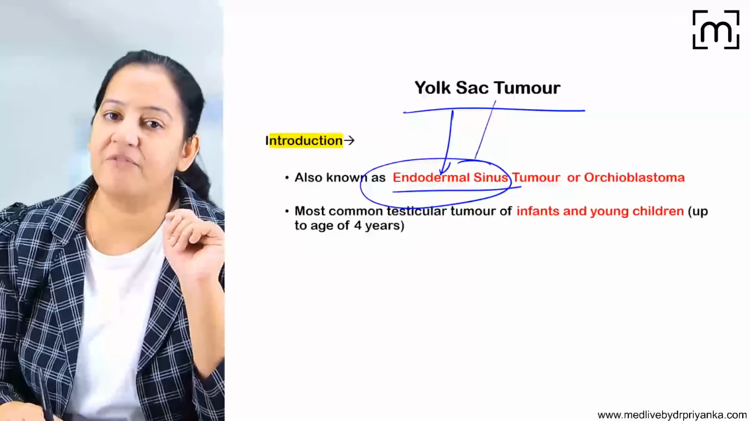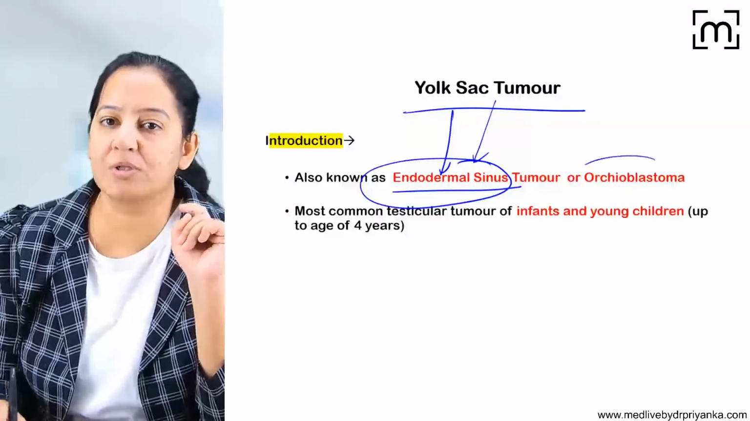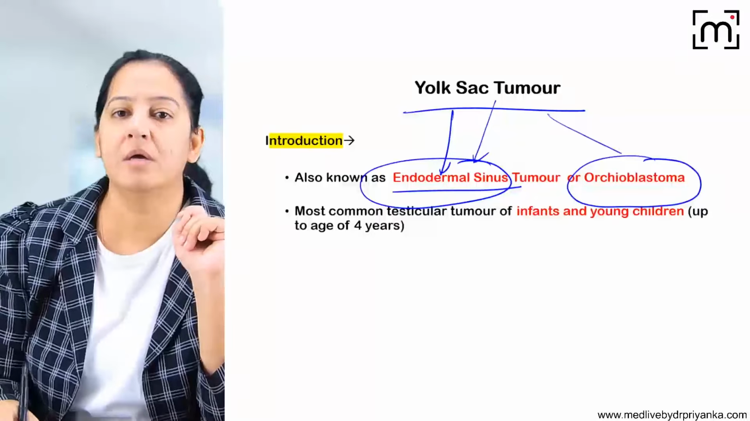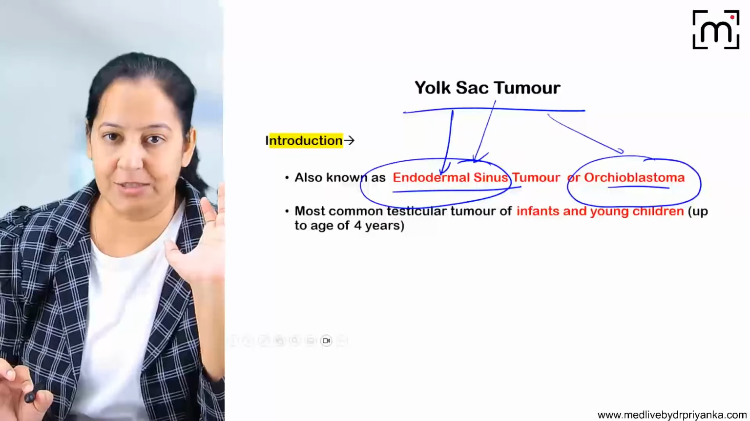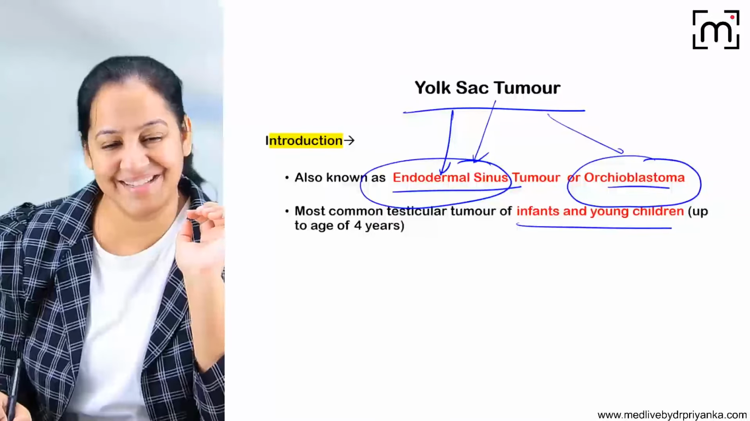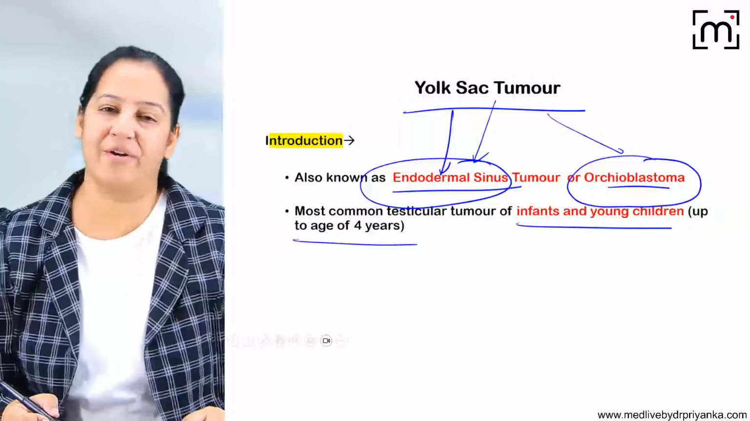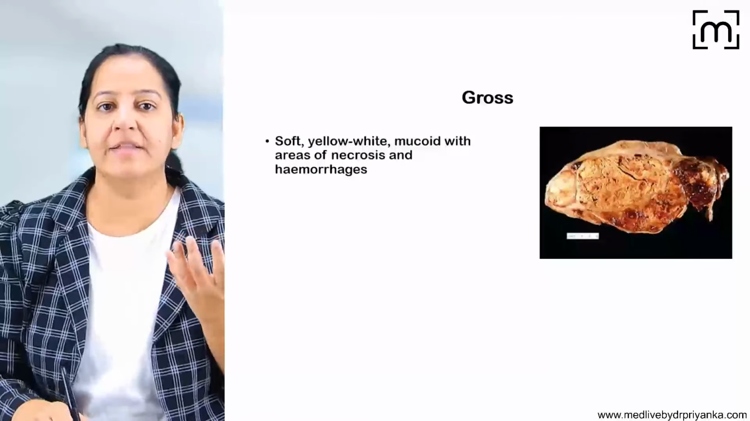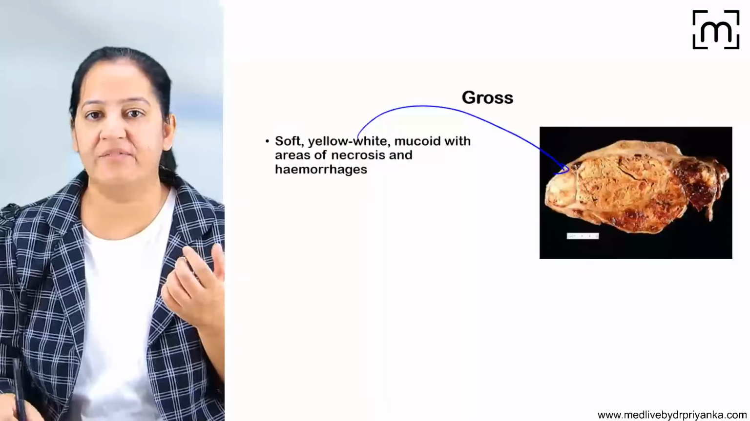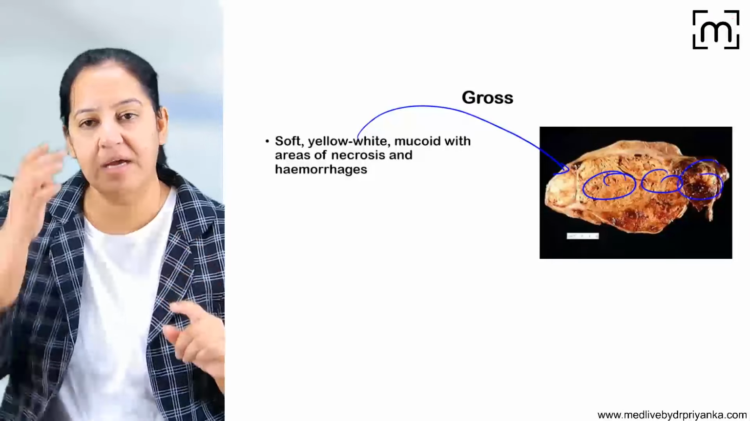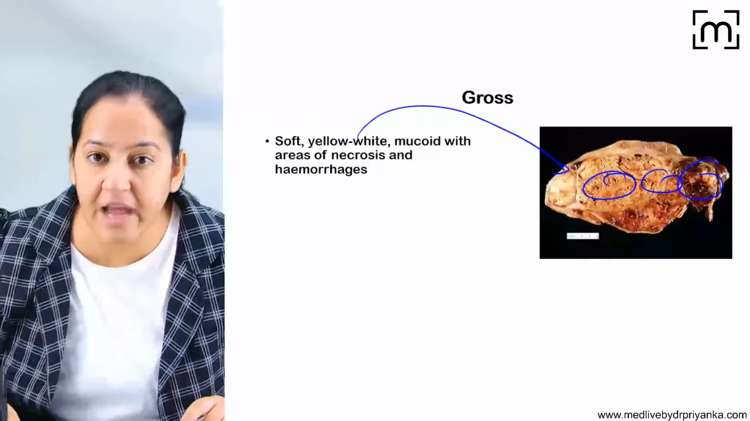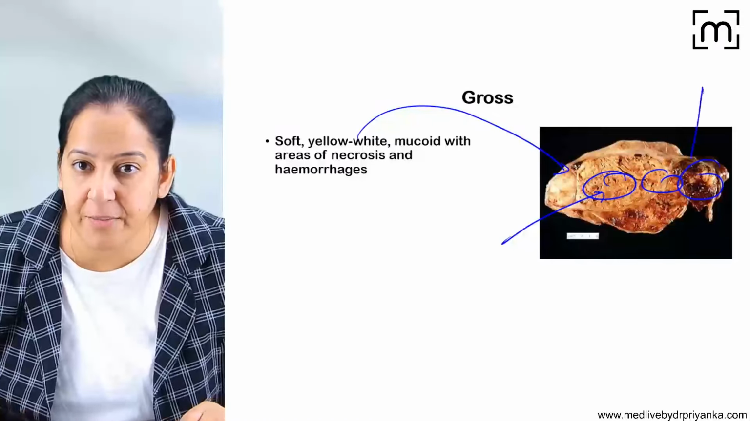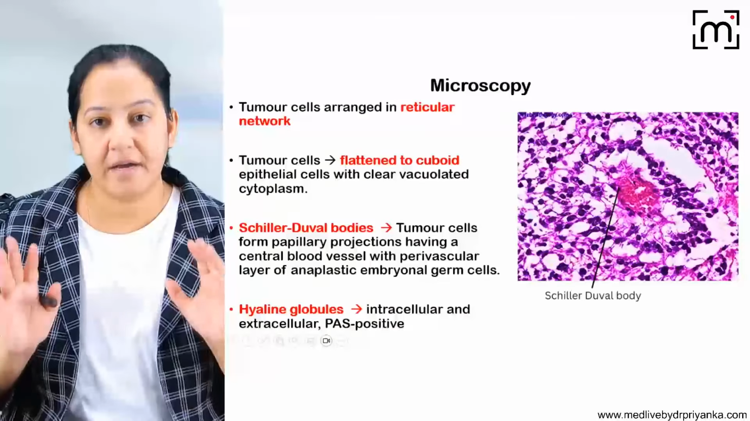So learn the other name of Yolk Sac tumor, endodermal sinus tumor, also known as orchioblastoma. So orchioblastoma or endodermal sinus tumor. It occurs in children. It's a tumor of children. It occurs under 4 years of age. Grossly, the tumor looks yellowish white with areas of necrosis and hemorrhage. So appreciate the areas of necrosis which are yellow in color here. Appreciate the areas of hemorrhage which are red in color. That is the gross. Coming on to microscopy.